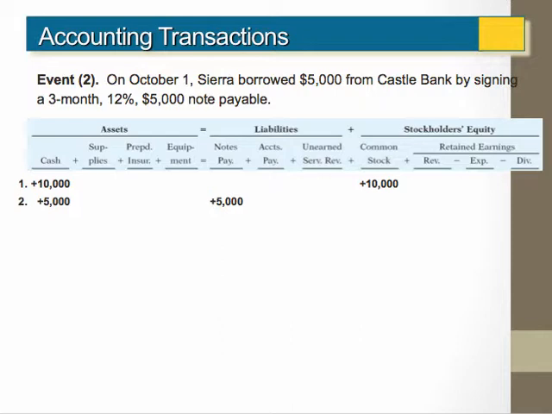Next, event number 2 on October 1st, Sierra borrows $5,000 from Castle Bank by signing a 3-month, 12%, $5,000 note payable. By borrowing $5,000, cash is being increased by $5,000. On the other side of the equal sign, we signed a note, which is an obligation to pay the bank back the $5,000. So therefore, we need to show that our liability called notes payable has been increased by $5,000.